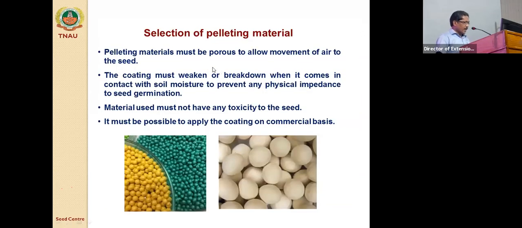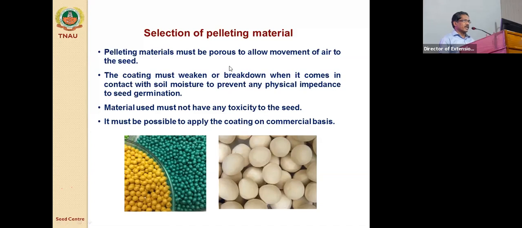So selection of the pelleting material is very important, because these pelleting materials play a vital role not only in increasing the shape and size, but also in modulating the imbibition process and the germination process. The pelleting material must be very porous, to allow free air or moisture or water inside.